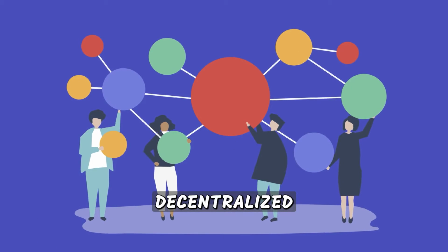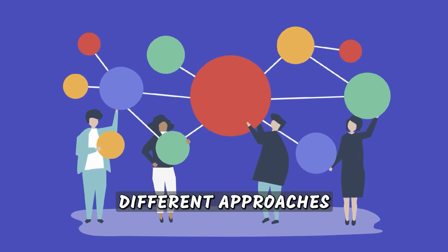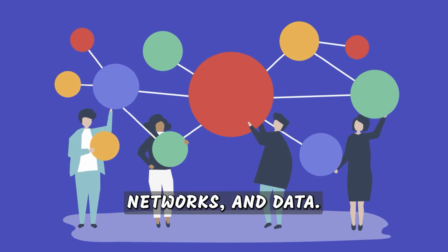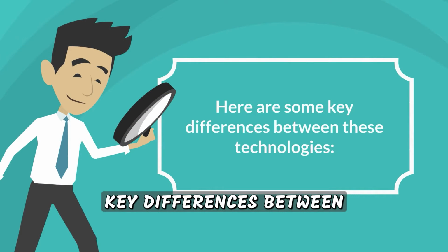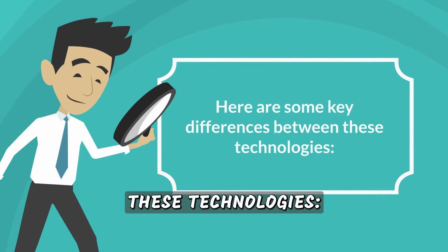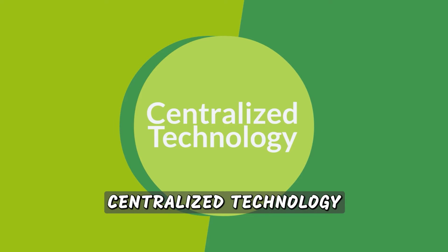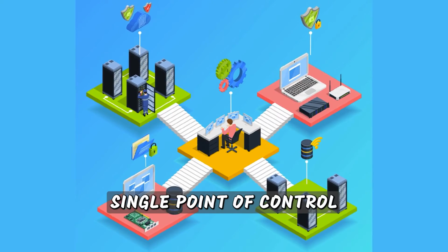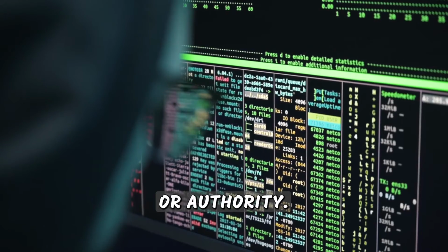Centralized and decentralized technologies are two different approaches to organizing and managing systems, networks, and data. Here are some key differences between these technologies. Centralized technology. Centralized technology refers to systems that rely on a single point of control or authority.